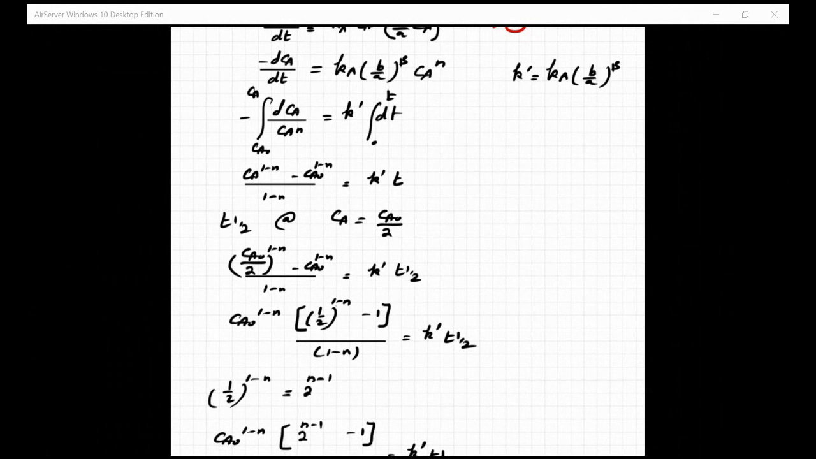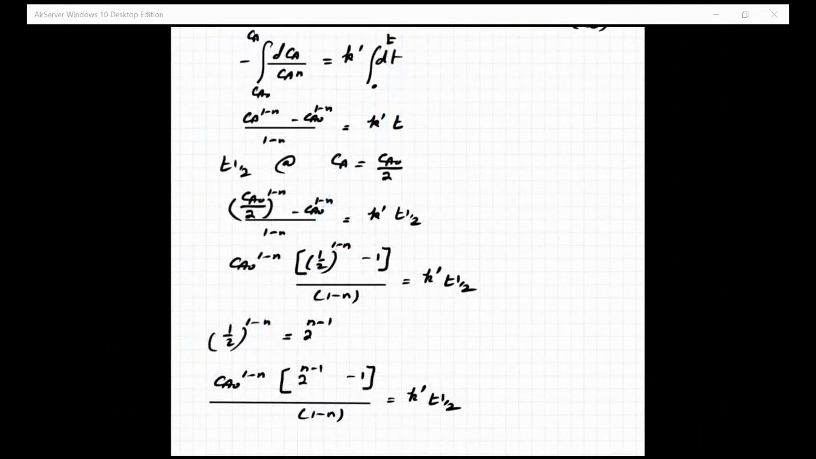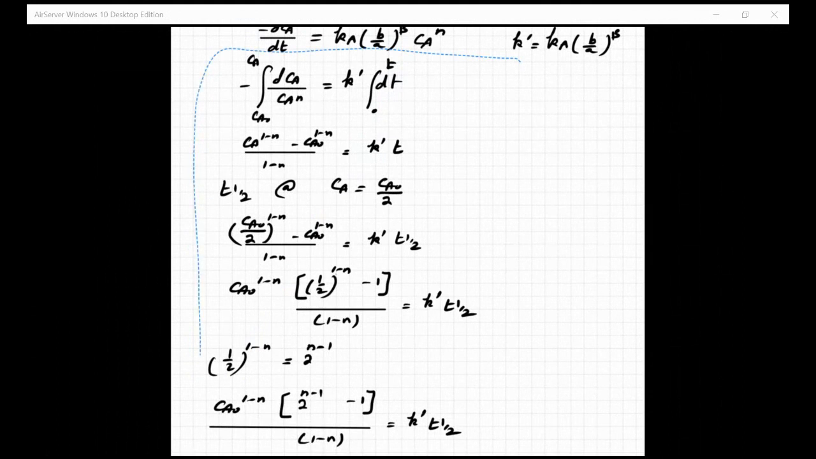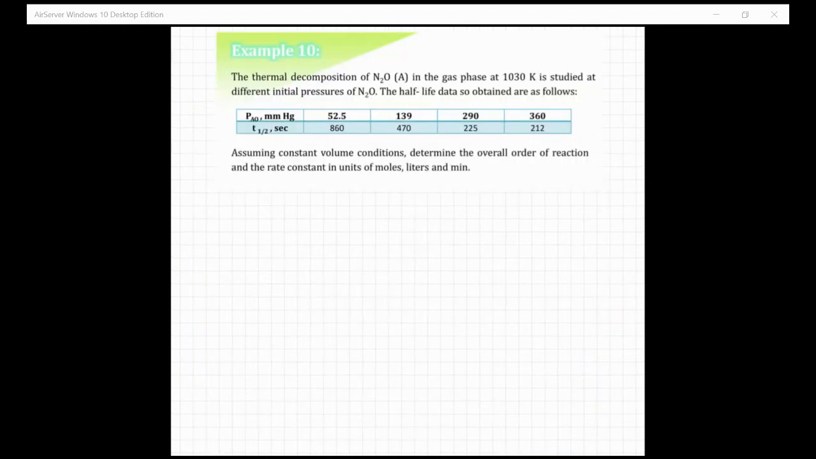Let me just copy something to show you. This is what I did previously. Now, am I going to do the same? No, I cannot, because I don't have A and B. So I will start with the case that I have. I will write my equation in terms of the reactant that I have. Let me go back to the example.